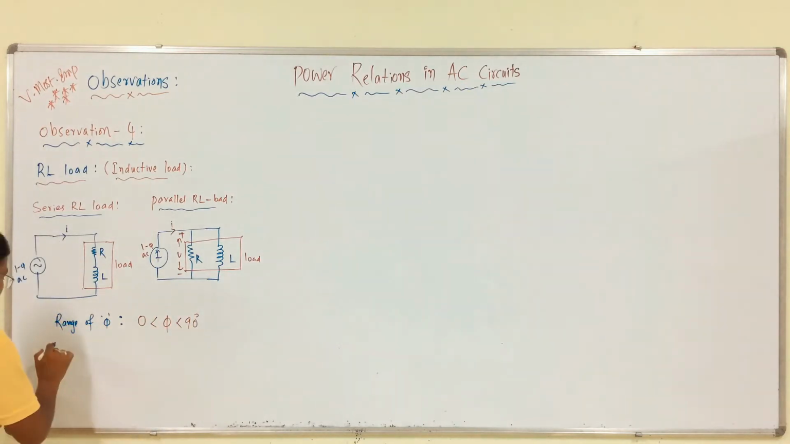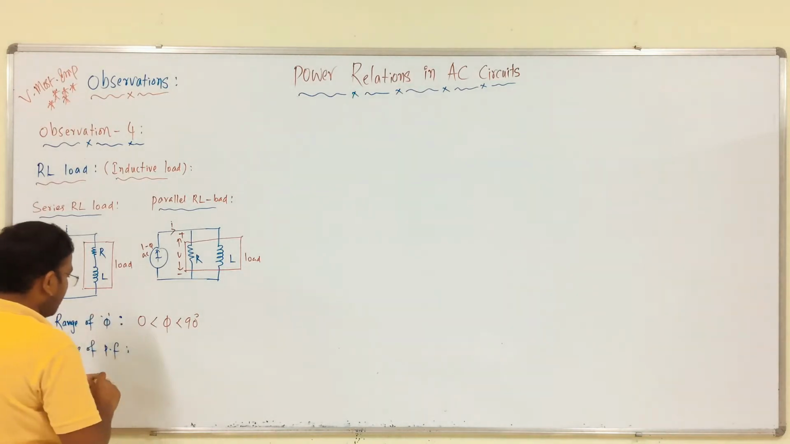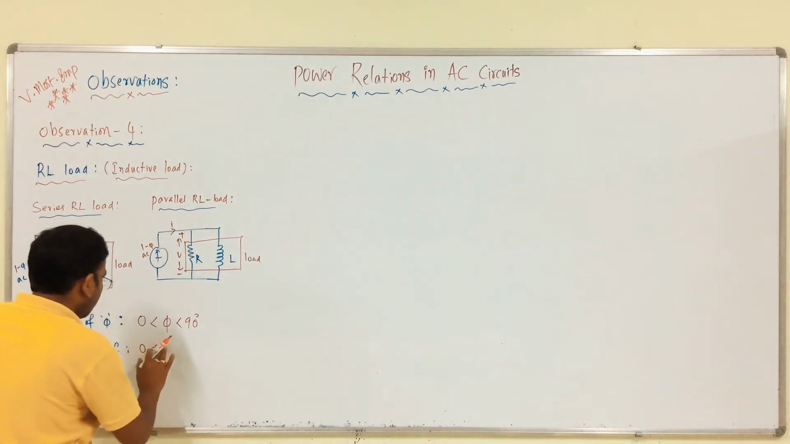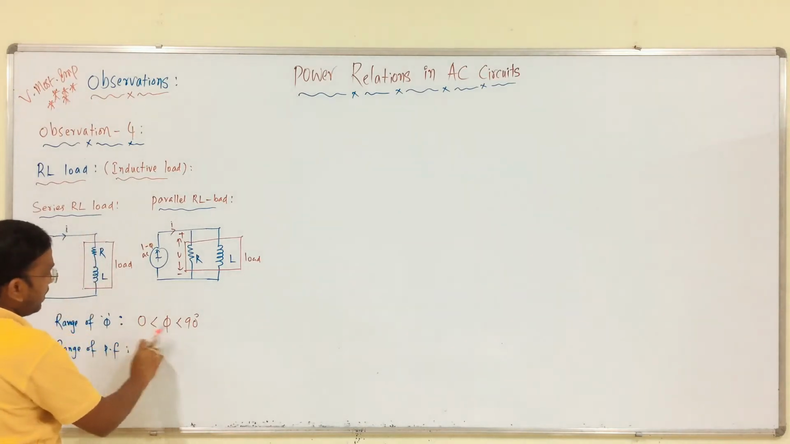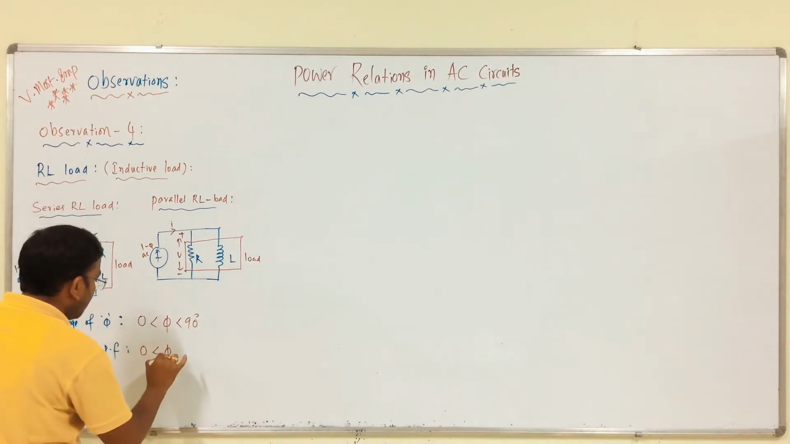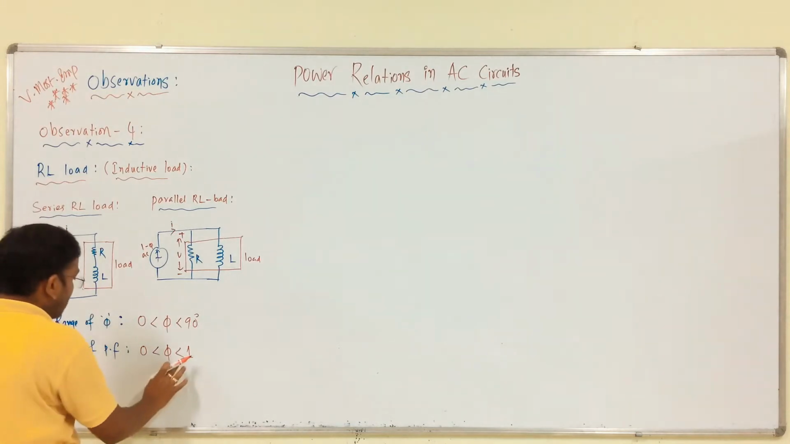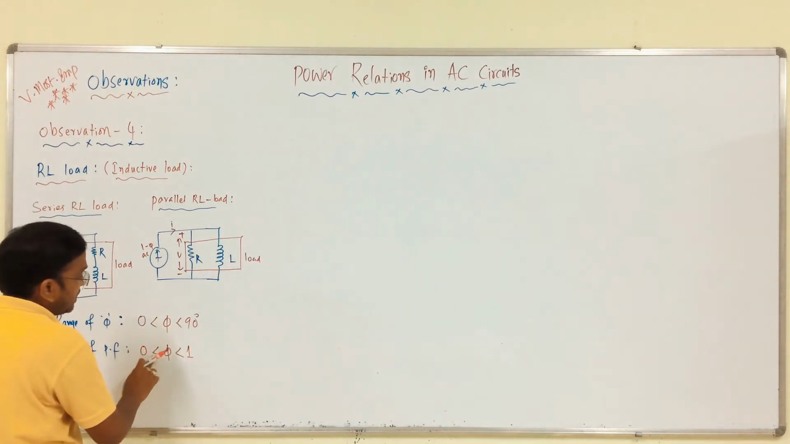Therefore, the range of power factor, PF, is cos phi: cos 0 is 1, cos 90 is 0. It is present between 0 and 1. It is not equal to 1, it lies between 0 and 1.